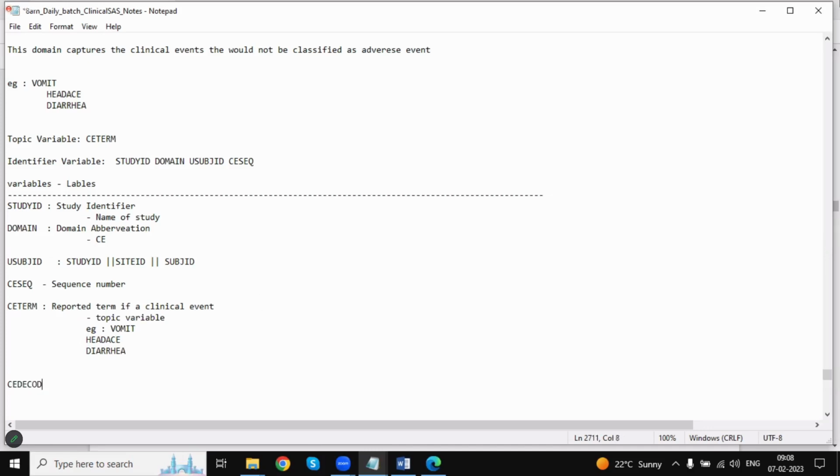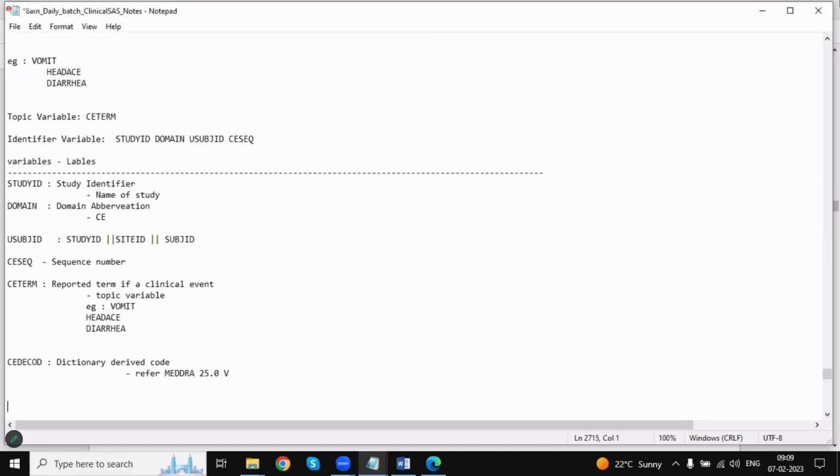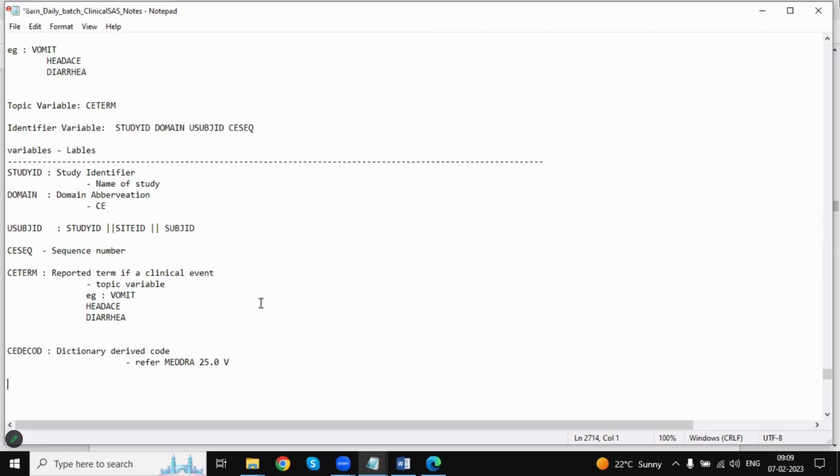CE decode: only the dictionary code alone will be captured. Dictionary derived code. So which dictionary will we refer to? We'll refer to the MedDRA dictionary. As per the medical dictionary, the meaning of each side effect name will be captured in the decode variable. Dictionary derived code.